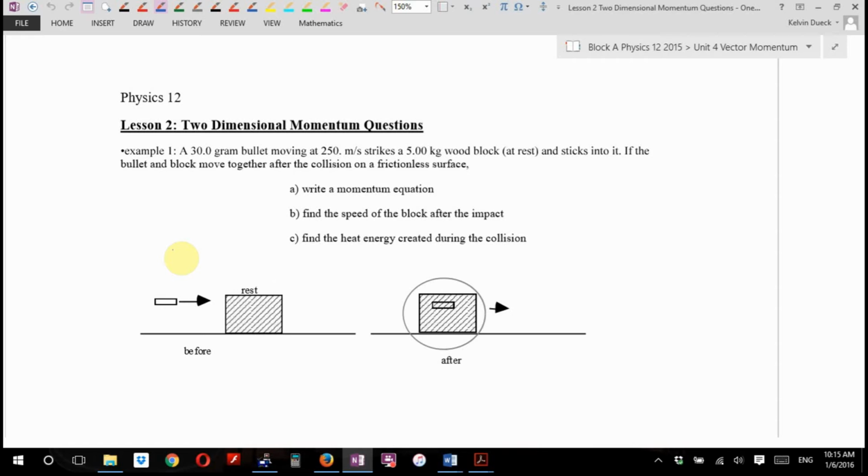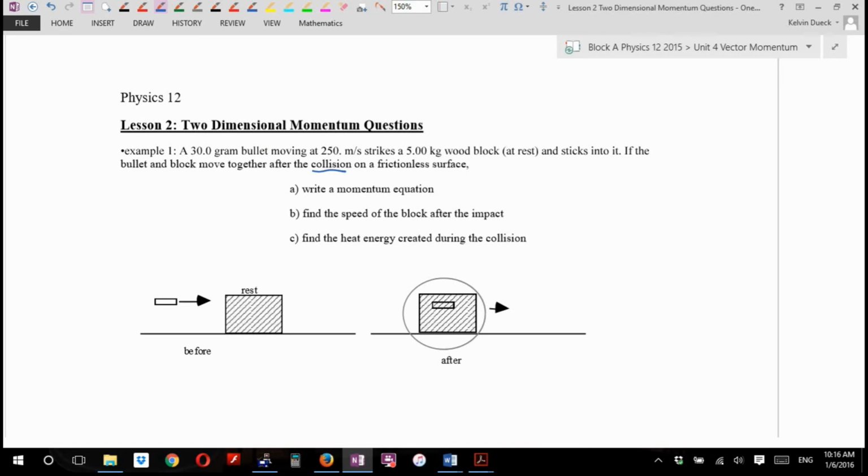It says this: a 30-gram bullet moving at 250 meters per second strikes a 5-kilogram wood block at rest and sticks into it. If the bullet and the block move together after the collision on a frictionless surface, did they say collision? This is a job for conservation of momentum. A, write a momentum equation. B, find the speed of the block after the impact. C, find the heat energy created during the collision. Oh, okay. Yeah, all the work and energy stuff is still fair game.